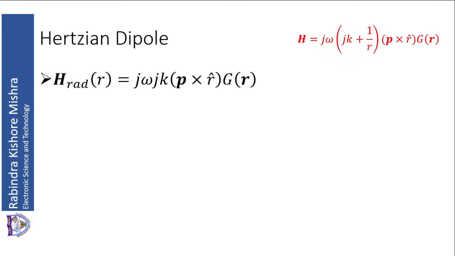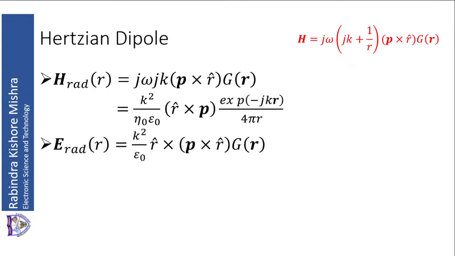Now, our interest in the antenna community is mostly in the radiated field. So we will consider the radiated magnetic field and the radiated electric field. H rad, the radiated magnetic field, is given as j omega into jk p cross r cap g r. So how do you get this? The simple thing is, we have found out H is equal to j omega into jk plus 1 by r into p cross r cap g r.